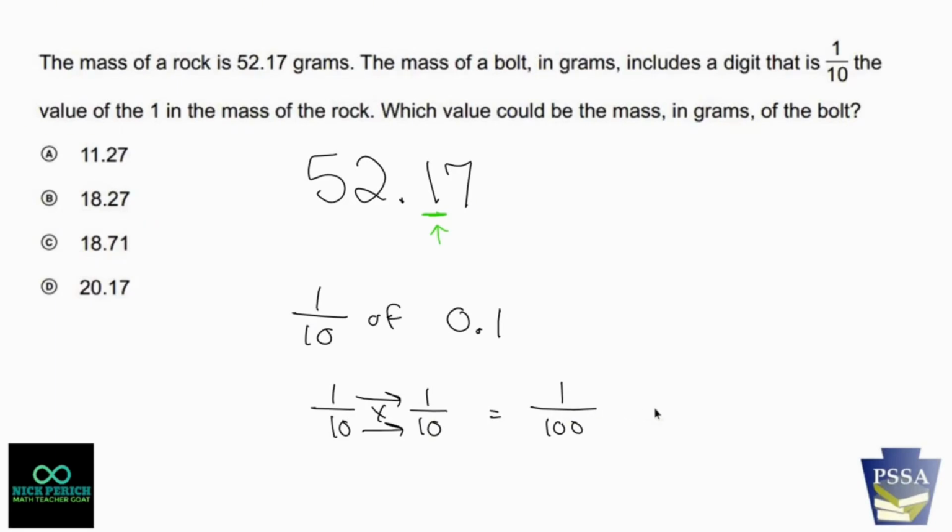Now, 1/100th looks like this. So what I need is to pick a solution here that has point something 1. So if you have a 7 in the hundredth spot, you don't help me. You have a 7 in the hundredth spot too. You have a 1 in the hundredth spot, and you have a 7 in the hundredth spot. So the only logical answer for this one is going to be C. Very tricky problem.